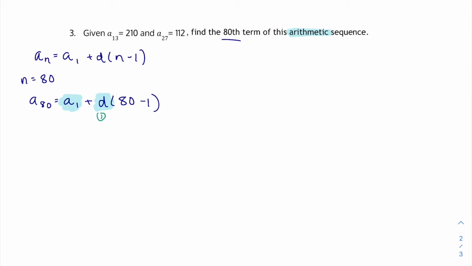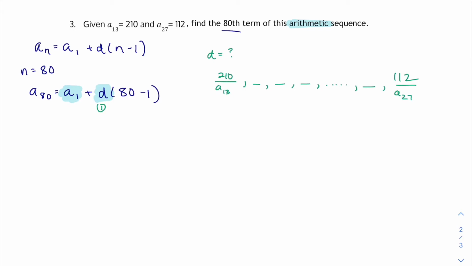And the way that we're going to find it is use a little bit of logic from the pieces of information we have. So I want to find the common difference. And I know that my 13th term is 210. And then we got my 14th, 15th, 16th, 17th, 18th, 19th, blah, blah, blah, 26, and my 27th term is 112. First thing, I know that my common difference should be negative, right? I can see that it's getting smaller. So now I need to figure out what it is. Well, we know that a common difference, you're adding the same amount each time, right?